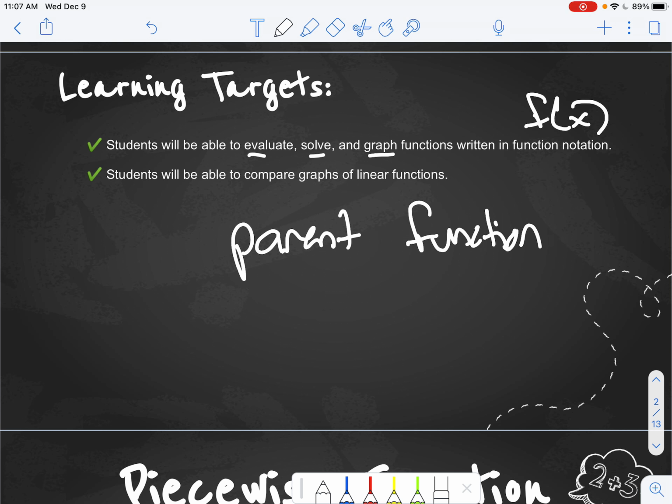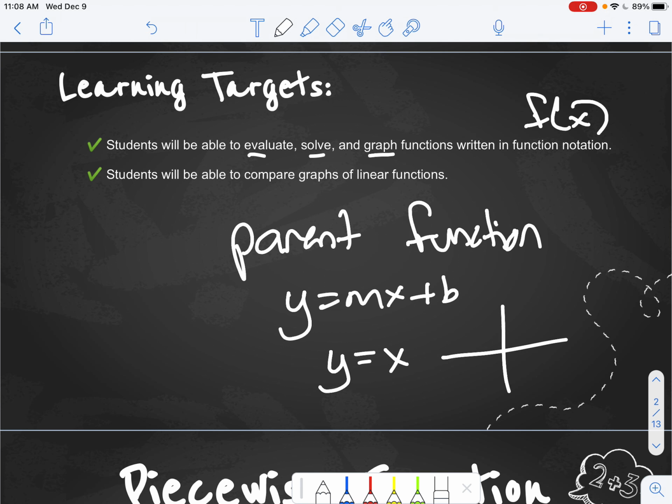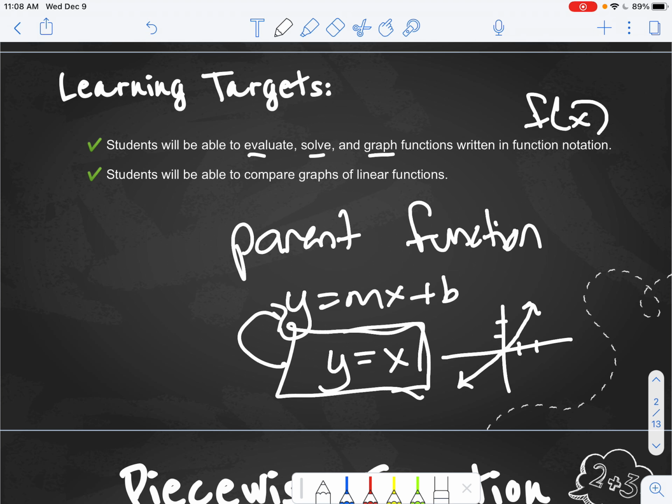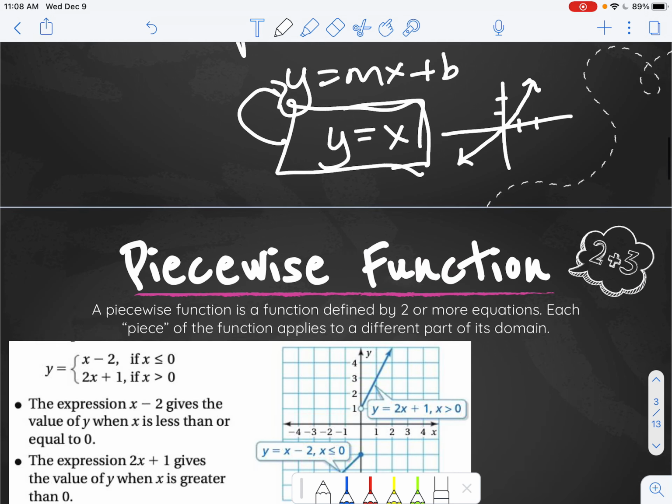And a parent function would be really one of these functions, one of these graphs at its very basic. So like I said, we've looked a lot at y equals mx plus b with a slope and a y-intercept. The parent function would be y equals x, where we have a consistent, perfectly straight line that goes right through 0, 0, and that has a slope of 1. That would be the parent function right here with no numbers attached, the parent function for the slope-intercept form. So we're going to look at some other parent functions.